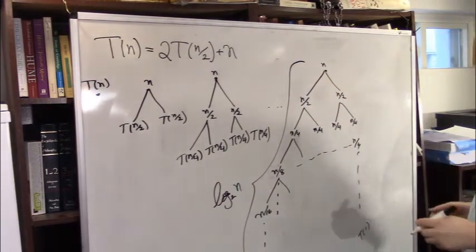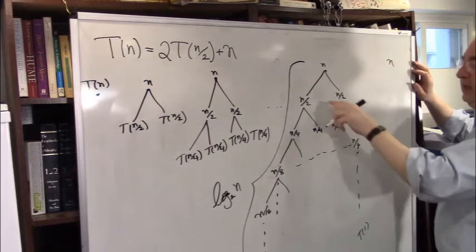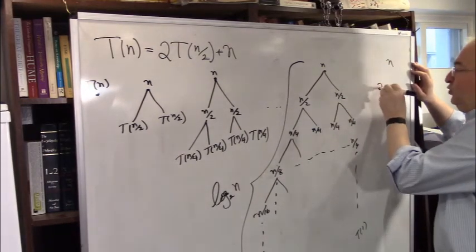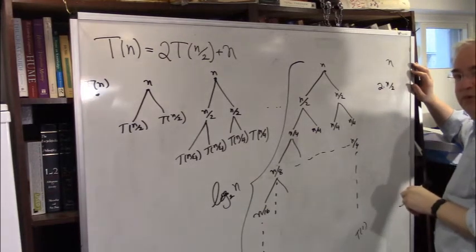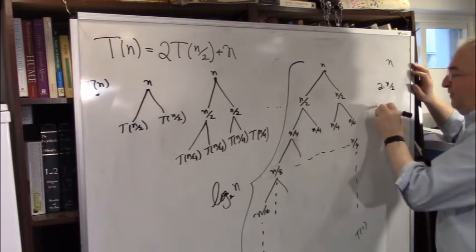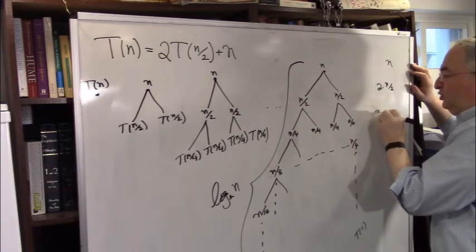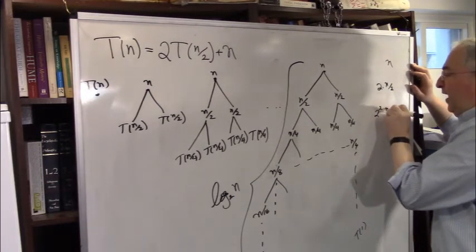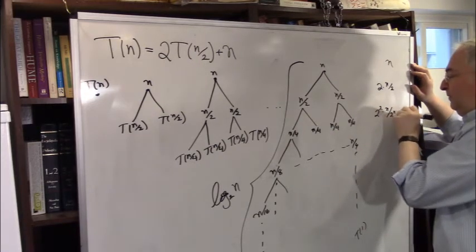Okay, great. Now let's go through what each level has. This has n. This has 2 times n over 2. What do we call that? n. This has 4 copies of n over 4. I don't want to write 4. I want to write 2 to the 2 copies of n over 4. I don't want to write 4. I want to write 2 to the n.